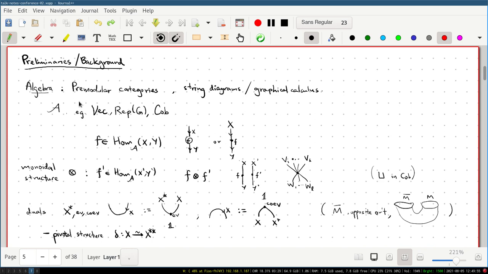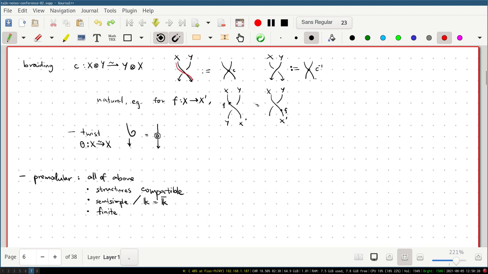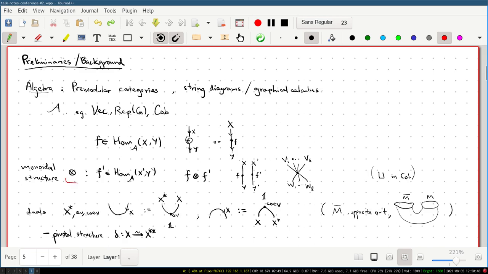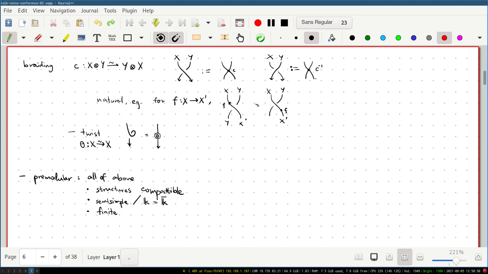In terms of algebra, we'll be using pre-modular categories as input, so usually denoted by A, and I'll be denoting morphisms by string diagrams. I'll draw morphisms from top to bottom, and the braiding is given by the so-called negative crossing. In particular, the twist is given by a left-hand twist. Of course, premodular categories have tensor products, have duals, have a pivotal structure which I suppress, and it should be spherical. And then, of course, braiding and being compatible and all that.